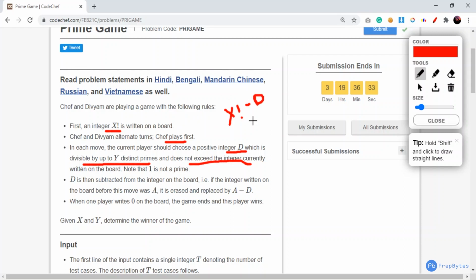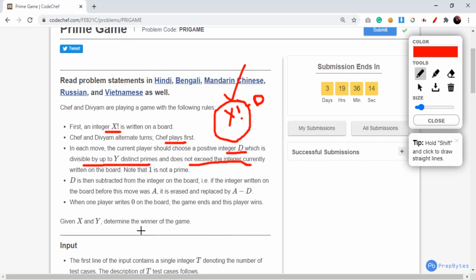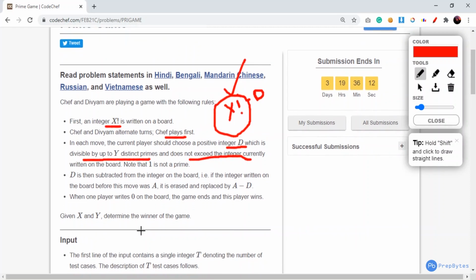In each move I am choosing a certain d and this d must be less than or equal to the number written on the board, which initially was x factorial. Now when one player writes 0 on the board, the game ends. Given x and y, we will have to determine the winner of the game. So this is the problem statement.